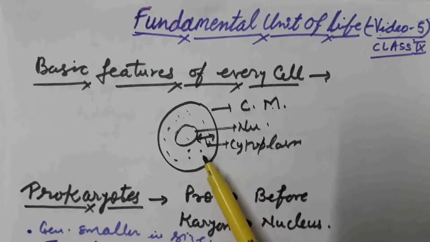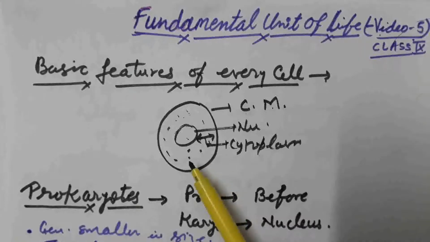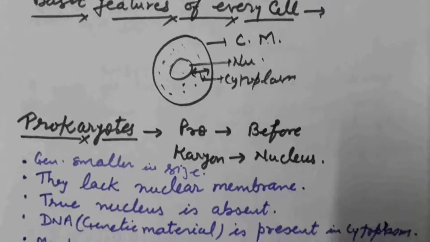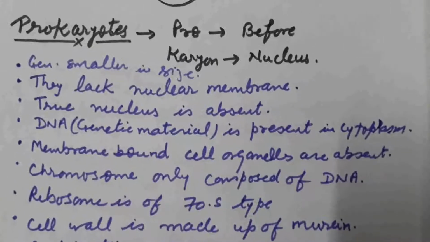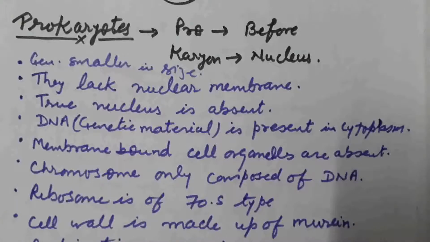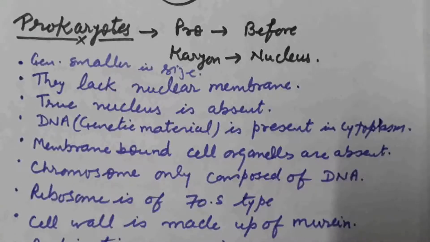Cytoplasm is the part of the cell which is present between the nucleus and cell membrane. In this video we are also going to discuss cytoplasm. So first we are going to discuss the prokaryotic cell. What are the important features of prokaryotic cell? As the name indicates, pro means before, karyon means nucleus. So before the complete development of nucleus, what is present in the prokaryotic cell, here we are going to discuss. Prokaryotic cells are generally smaller in size. They are smaller than the eukaryotic cell.